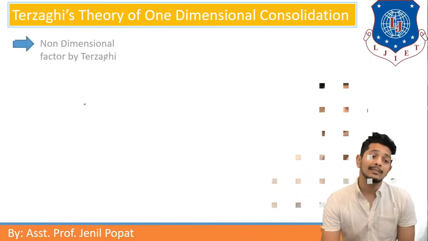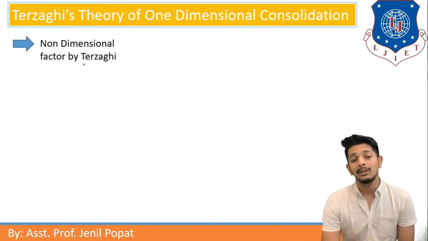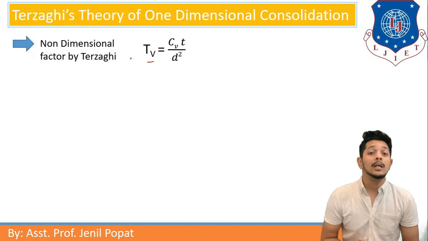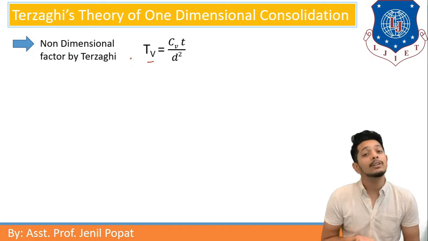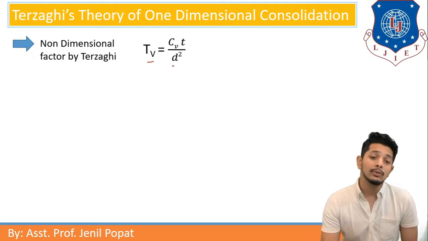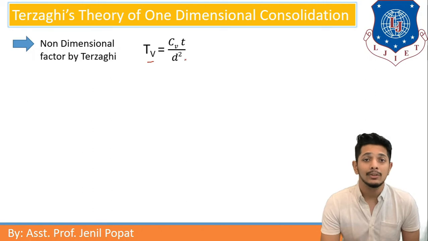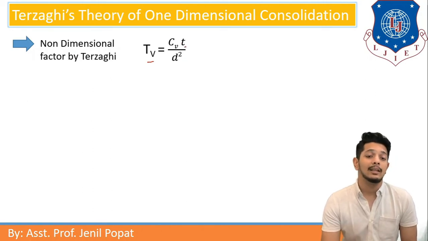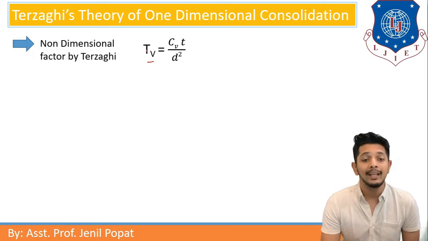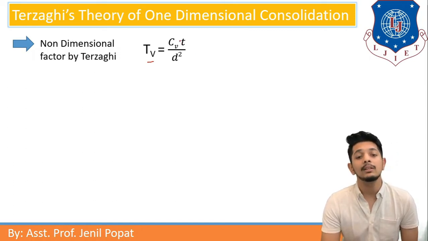Let us start. Terzaghi has given a non-dimensional factor which is Tv, that is called the time factor. He has related the coefficient of consolidation with the time factor like this: Tv is equal to Cv into t by d square. We understood d in just the previous 1 minute. t is the time period. For whatever time period you want to find the time factor, that is t, and Cv is the coefficient of consolidation here.